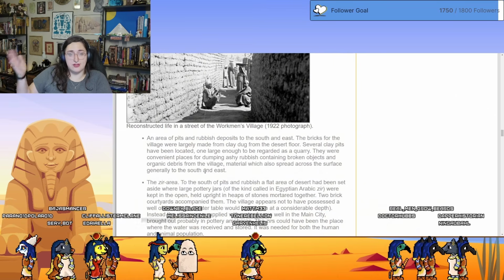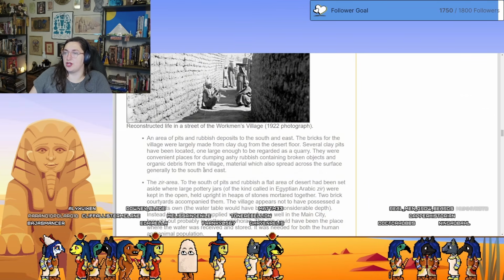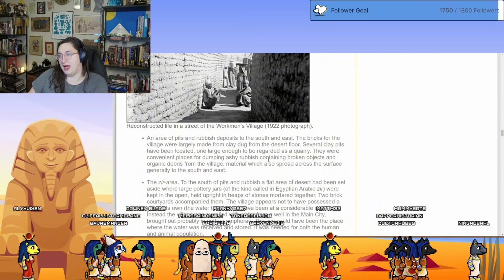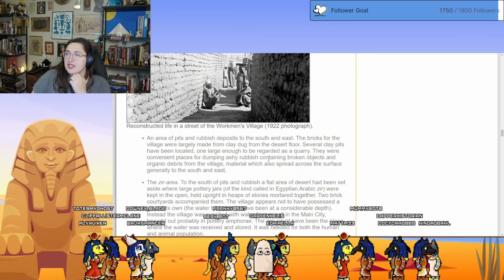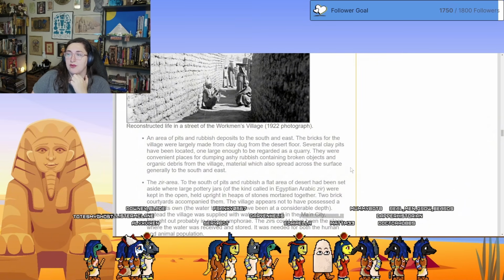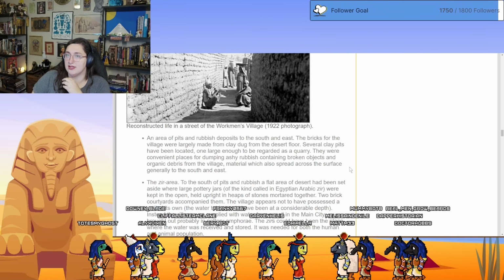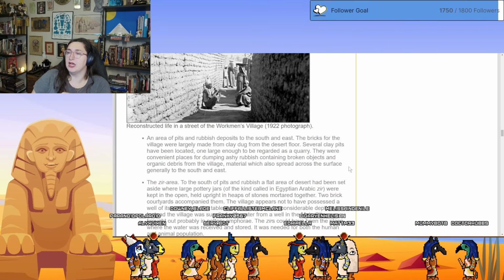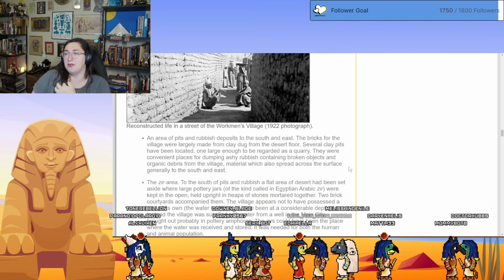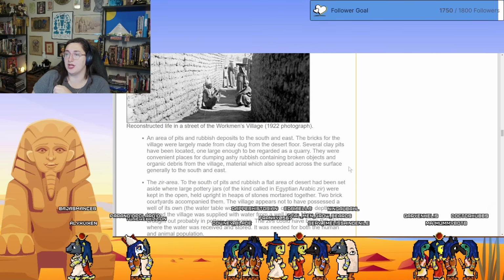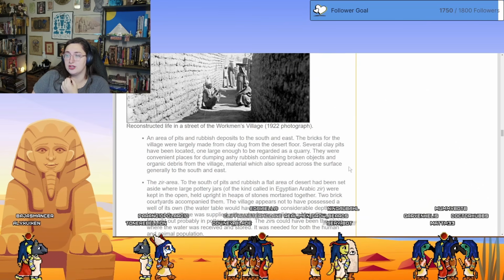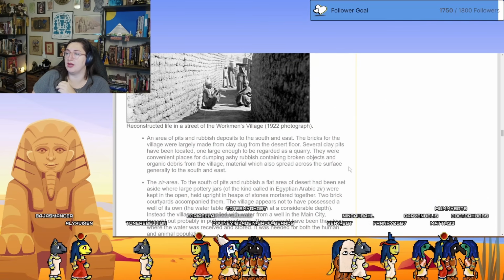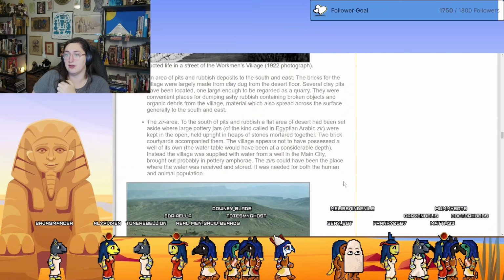So then outside of that walled structure, there's the area of pits and rubbish deposits to the south and east. The bricks for the village were largely made of clay dug from the desert floor. Several clay pits have been located, one large enough to be regarded as a quarry. They were convenient places for dumping ashy rubbish containing broken objects and organic debris from the village material, which also spread across the surface generally to the south and east.